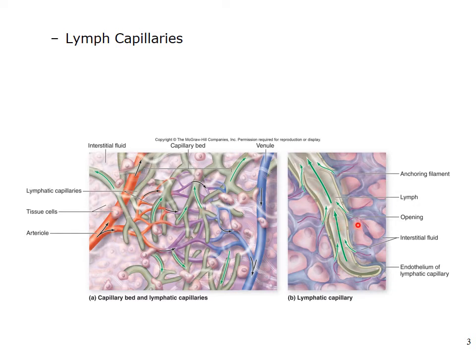You also saw this illustrated when we talked about capillary exchange, and we said that the tissue interstitial fluid had a negative pressure, meaning that it acted not unlike a vacuum. And now we see why that is. That vacuum is sucking lymph into this lymph capillary.